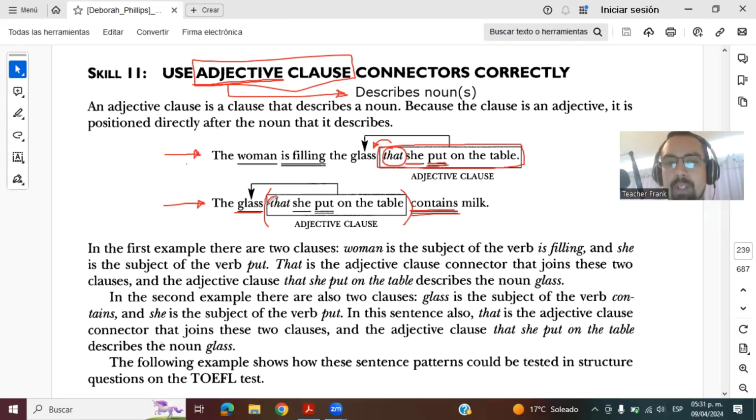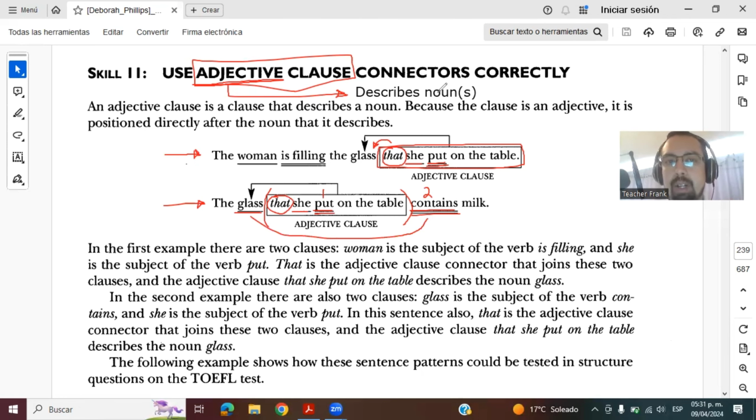Same thing, we're using that, a connector, we're using she, a subject, and we're using a verb, put. But see how this can be confusing, because here we have this verb first, right? And then this verb second, when in reality, this is the verb of the glass, right? So that's where it could be confusing. That's why you need to distinguish really clearly what belongs to what, okay?